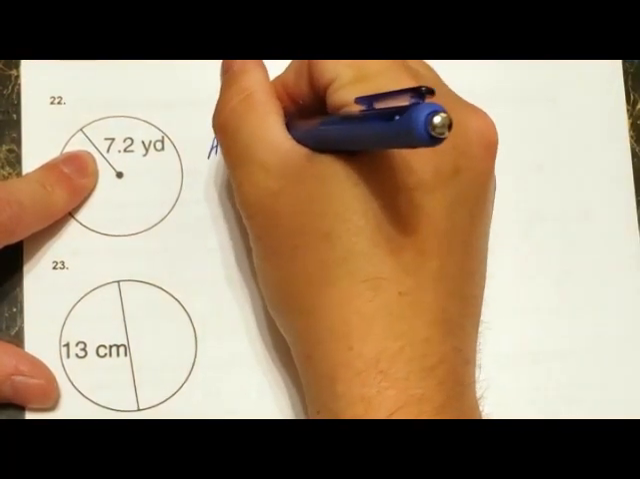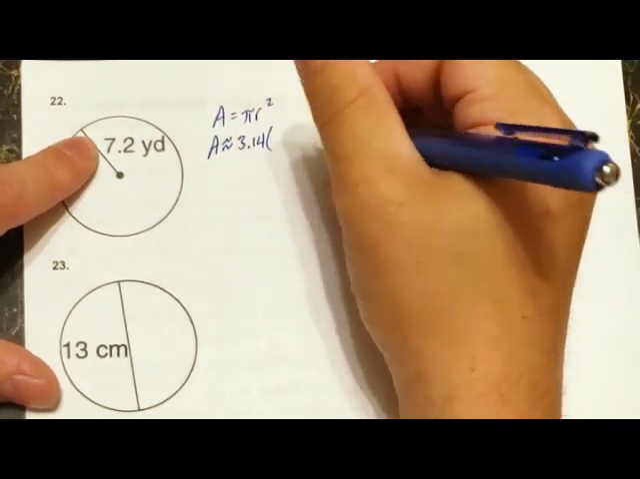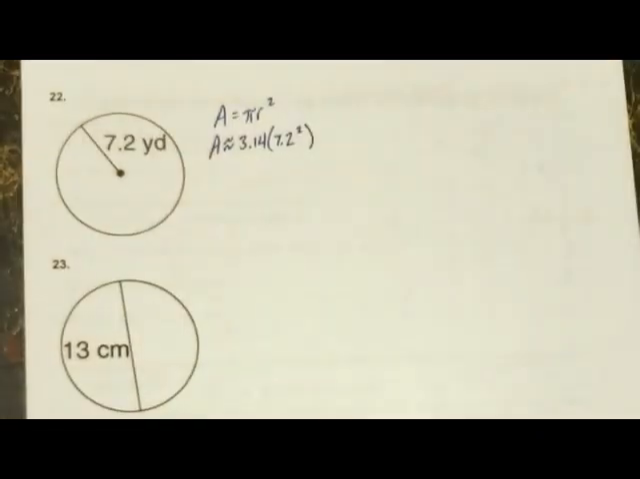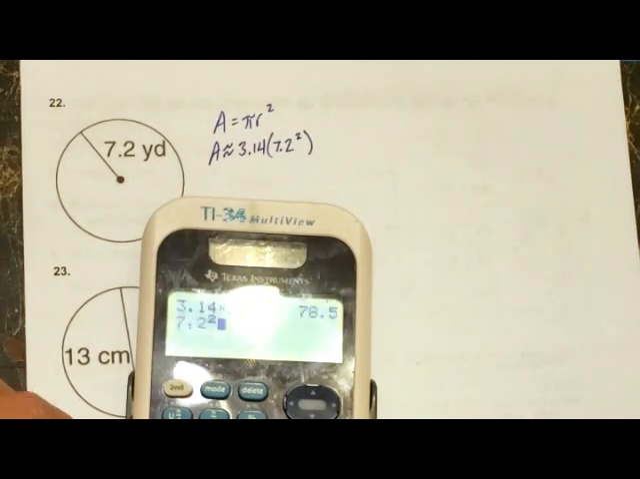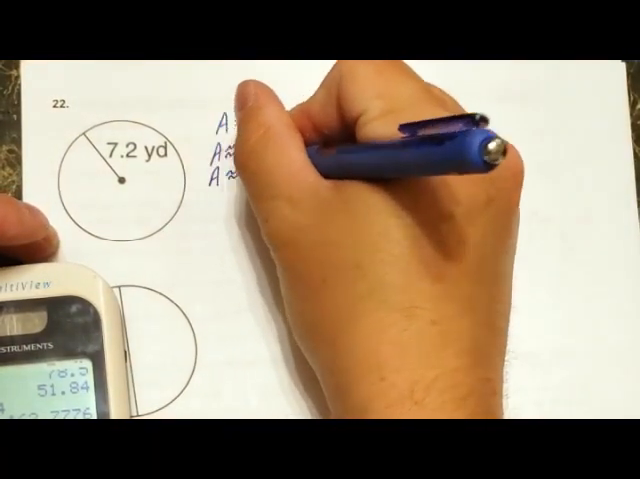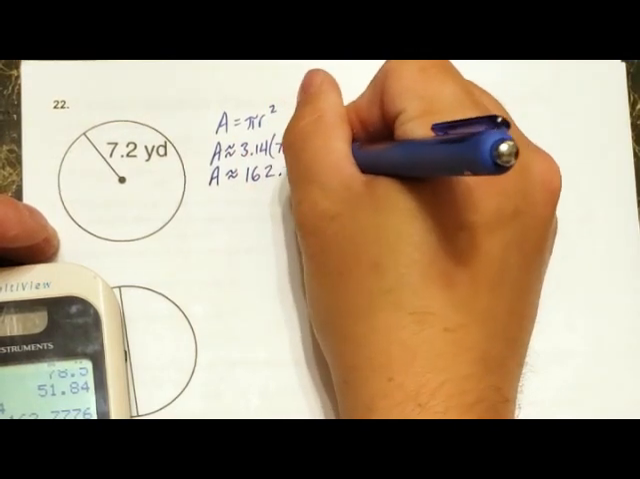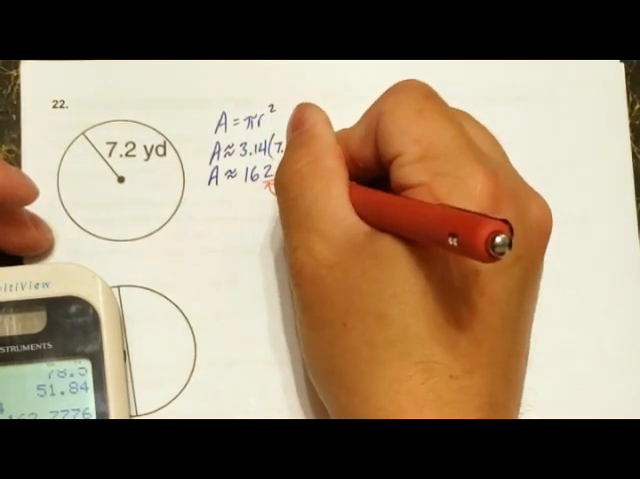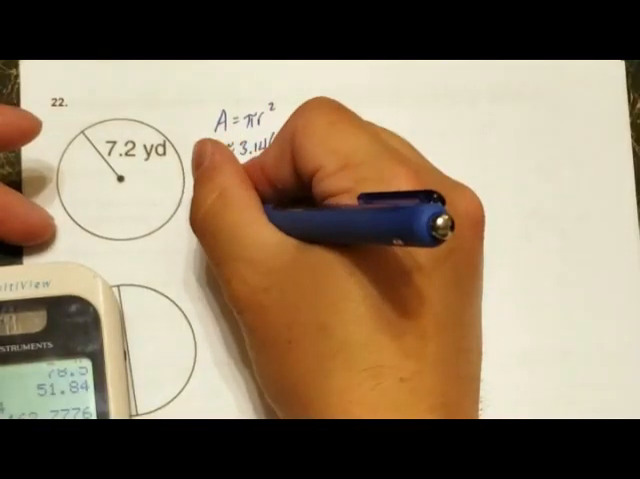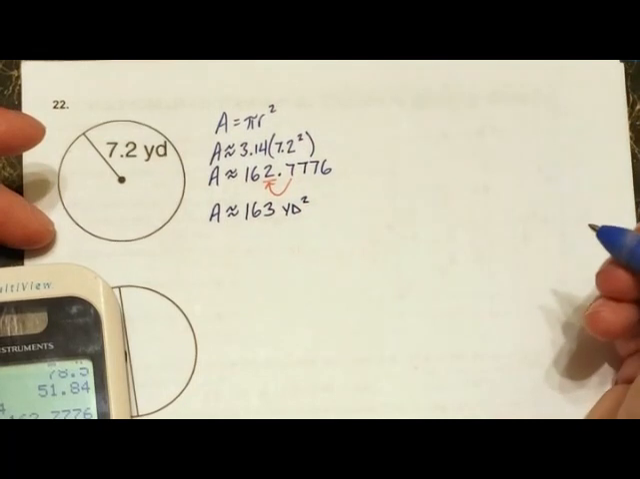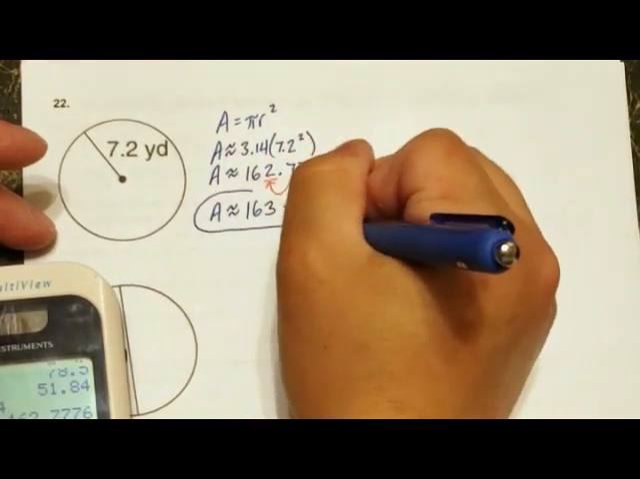All right, so we get 3.14 times the radius, 7.2 squared. All right, then we go to the calculator. 7.2 squared times 3.14 gives us 162.7776. All right, we're supposed to round to the nearest unit. The 7 would make the 2 go up to a 3, so this would be about 163 yards squared. Easy peasy.